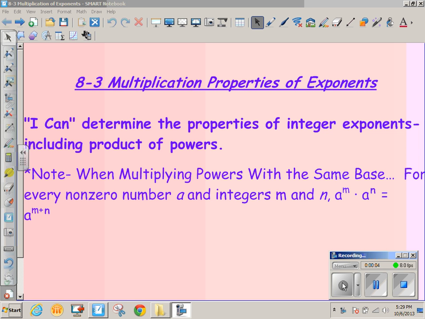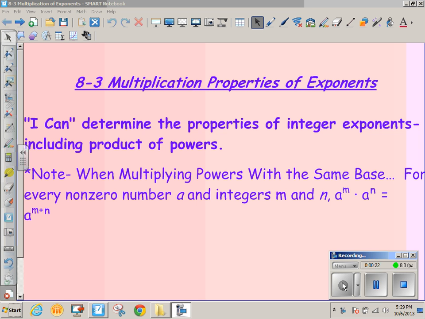Today we're going to be working with multiplication properties of exponents. Our I can statement for the day is I can determine the properties of integer exponents, including product of powers. So when we say product, we mean that we're multiplying. A product is the answer to a multiplication problem.